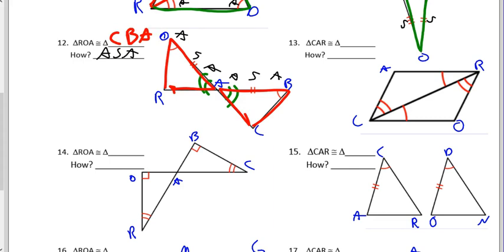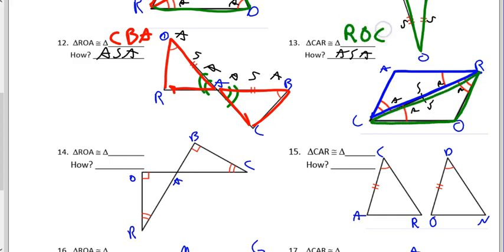All right, last few. So number 13. First thing we're going to do, mark this side equal, it's congruent to itself. Now I'm going to label A, S, A. Kind of screams at me, ASA. Now, CAR. So, starting here at the 2 angle, no angle, 1 angle, and back. So starting at the 2 angle, 1 angle, and back. ROC. The order is extremely important here.